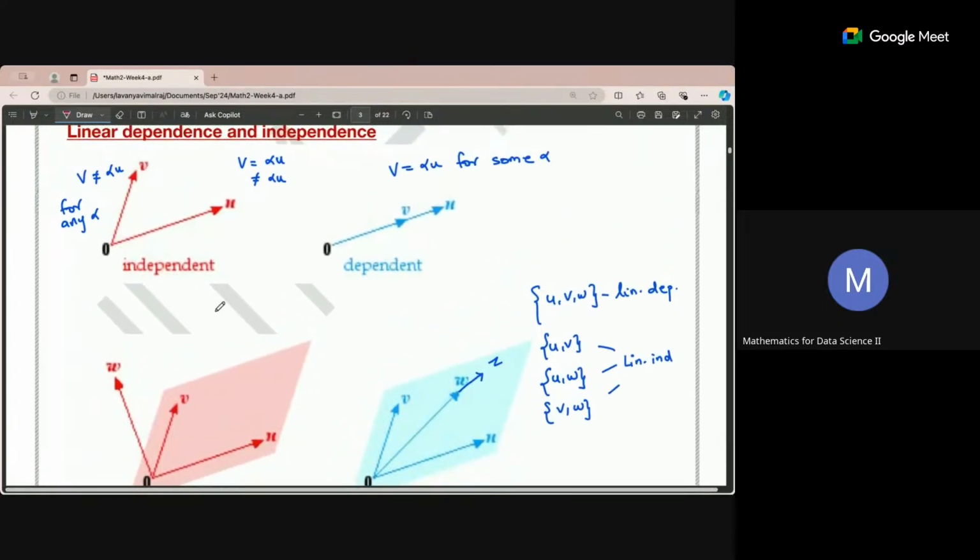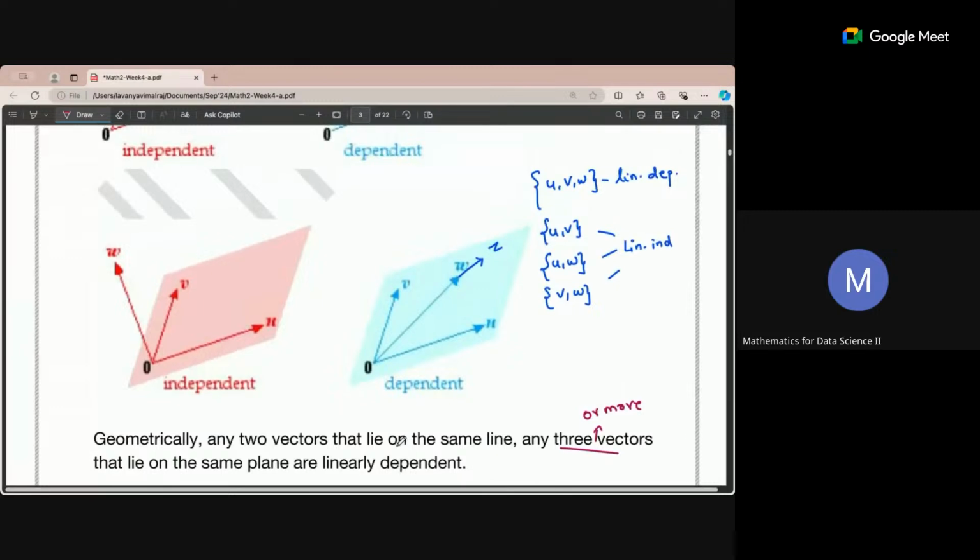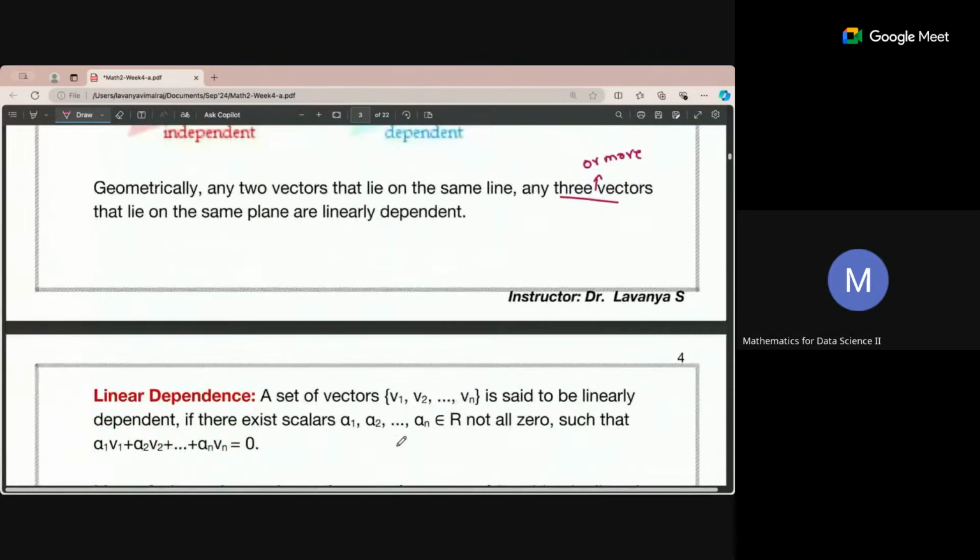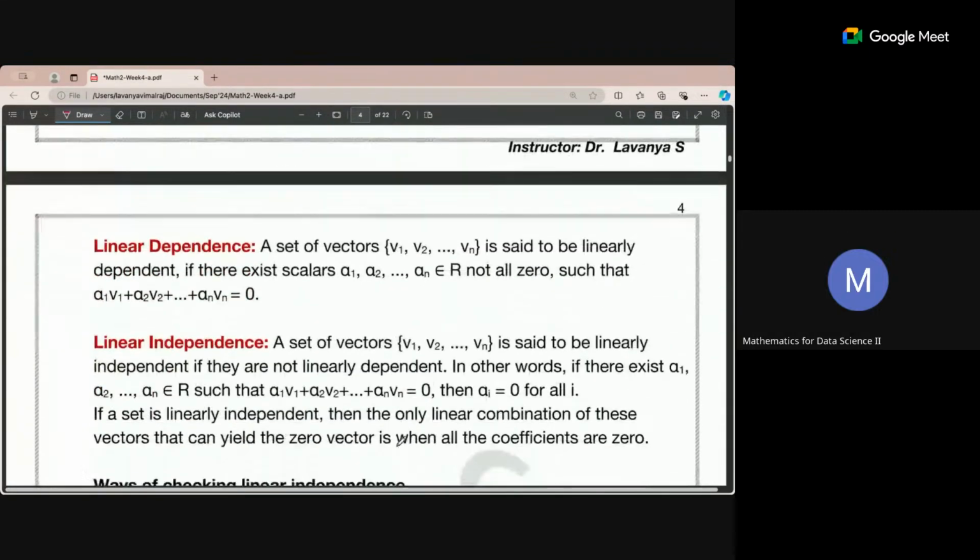If you are given two vectors, you use this step. If you are given more than two vectors, like for example, let us first talk about three vectors, then you go with this rule. Now, if there are more than 3 vectors, we will go to the next step.